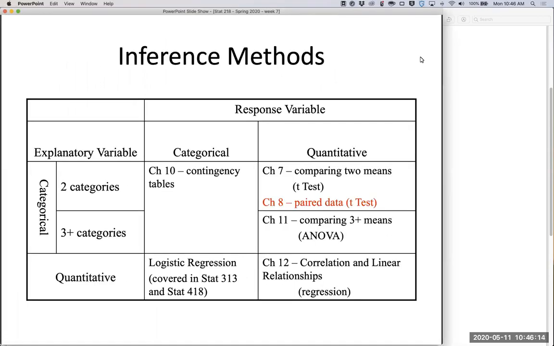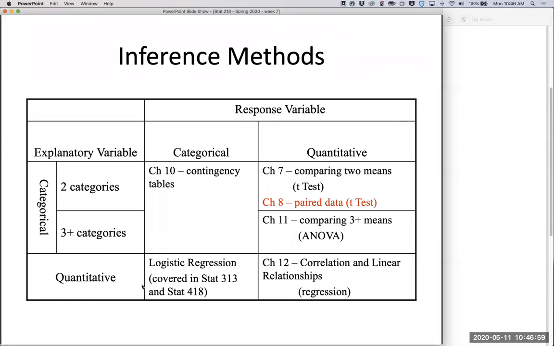Okay, so to put things in perspective, we finished up chapters 1, 2, 3, 4, 5, 6, 7. Chapter 7 was all about comparing two quantitative means. The response variable was quantitative, and the categorical explanatory variable had two different levels. We're going to see in this sort of table throughout the rest of the term, all of our methods pigeonhole nicely into whether the response variable is categorical or quantitative, and whether the explanatory variable is categorical with two or more levels, or quantitative in nature.